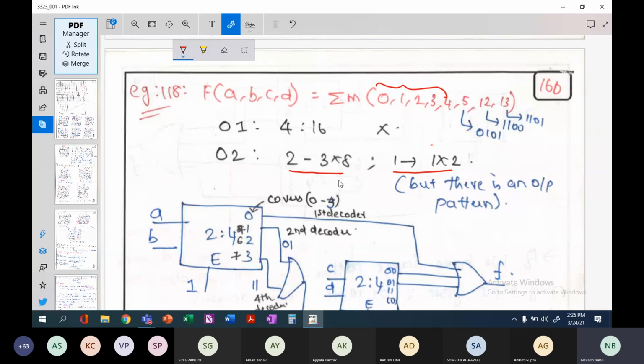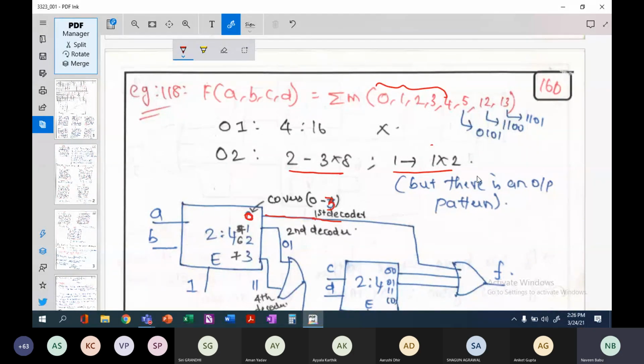So which means that I can use an OR gate here, right? I can use an OR gate from my first selection line 0. So this particular line corresponds to the first decoder part. So I have used OR, which will cover from 0 to 3. Now what are the next outputs? I am having 4, 5, 12 and 13.